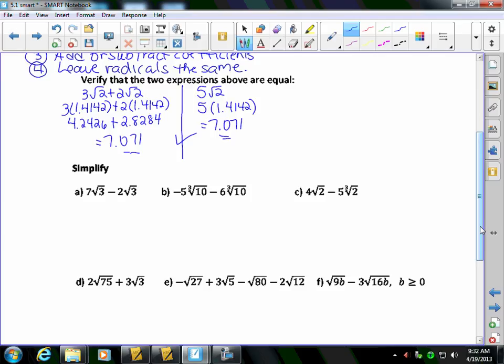So simplifying. The first examples are nice and easy because they all have the same radical. So 7 square root 3 minus 2 square root 3, you just look at the coefficients in front and add or subtract. So this is 5 square root 3.